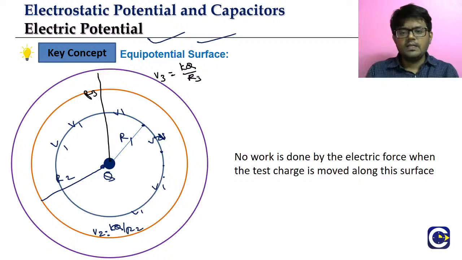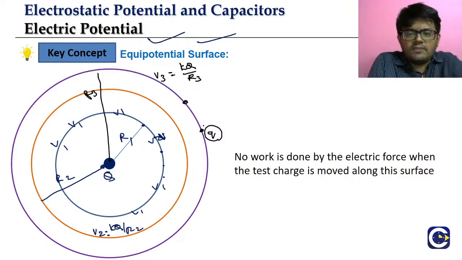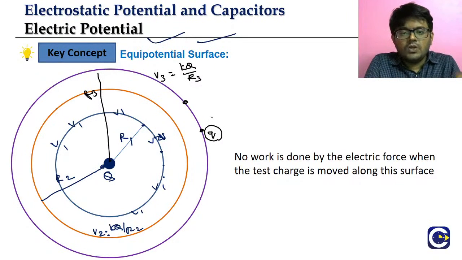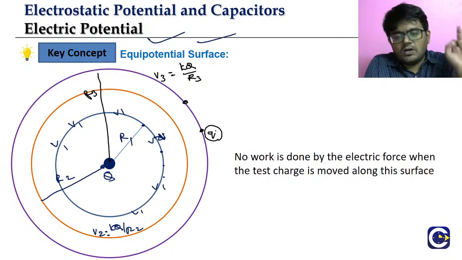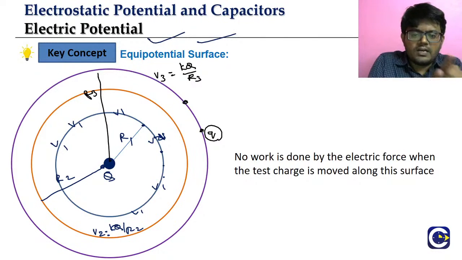Now, the main significance of the equipotential surface, do you know what it is? If we take a test charge and try to move the test charge along this equipotential surface, no work will be done on that particular charge. Why? See, if you are moving from a point A to a point B, then what is the work to be done? Work to be done is equal to what?